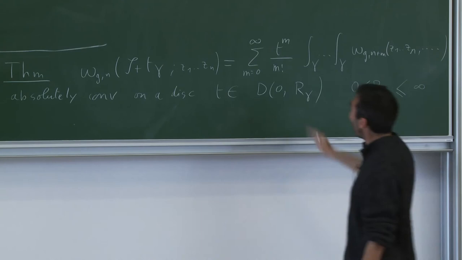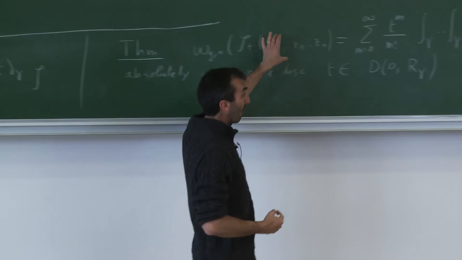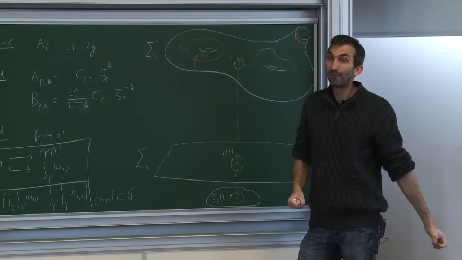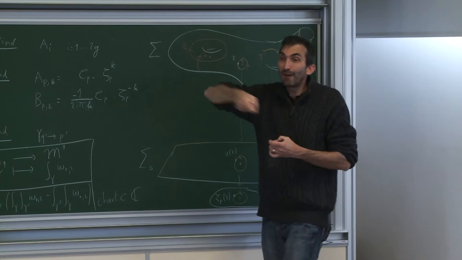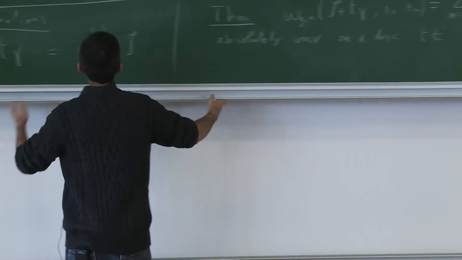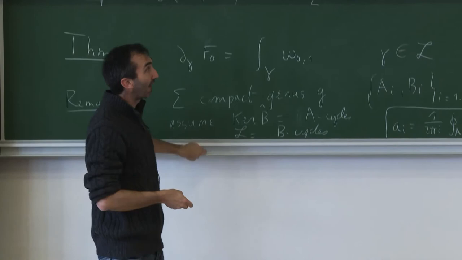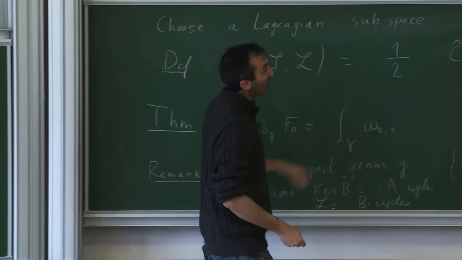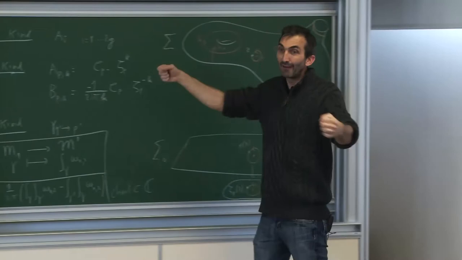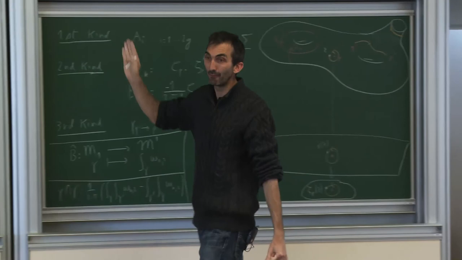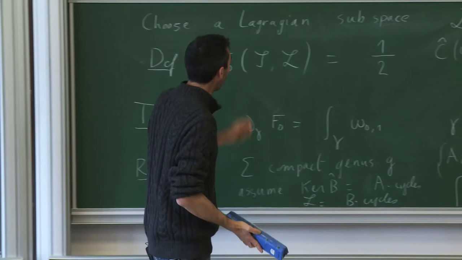Basically, the flow is well defined until you pinch a cycle. And if you started with a curve that is smooth, you pinch a cycle only after a certain time. So there is an internal radius of convergence, which means that you cannot go too far. In particular, something happens when the cycle meets a ramification point. But this happens only after a certain time.